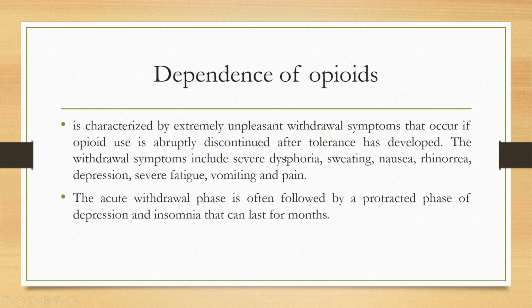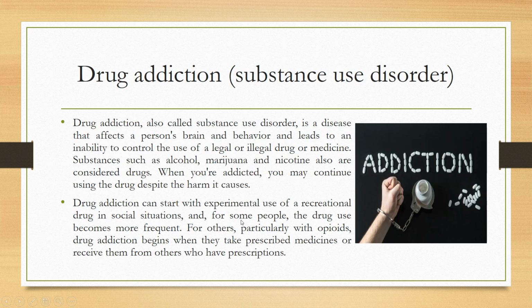I think the most common symptom in opioid dependency is, you can say, restless leg syndrome. I think many people have felt that their legs are restless. And there is also a drug, pregabalin, that is most commonly used nowadays by drug abusers to combat the withdrawal symptoms of opioids. The acute withdrawal phase is often followed by a protracted phase of depression and insomnia, and even insomnia and depression can last for months also.